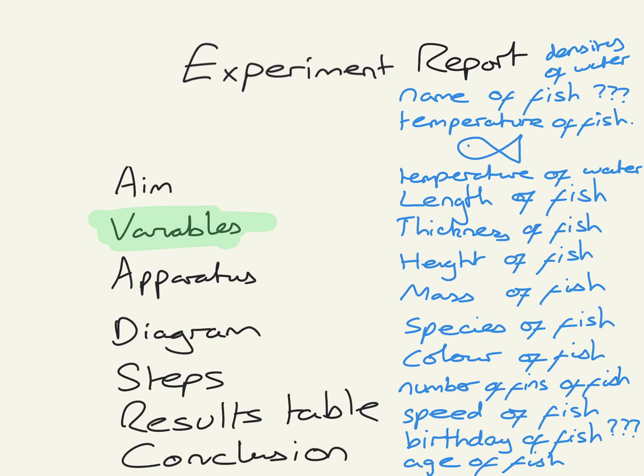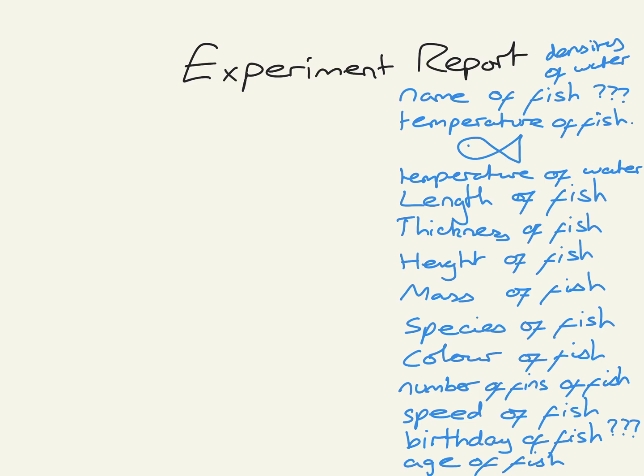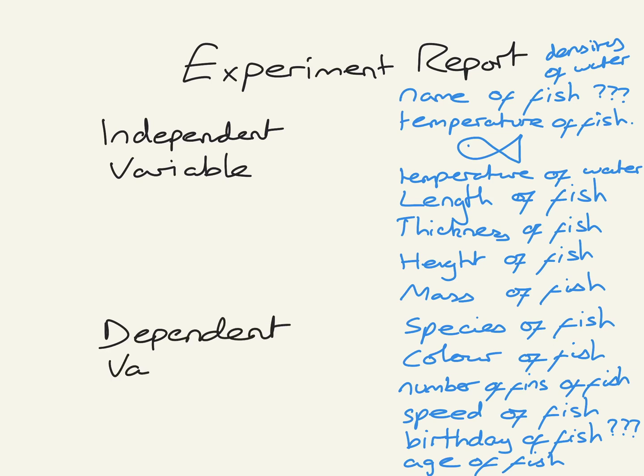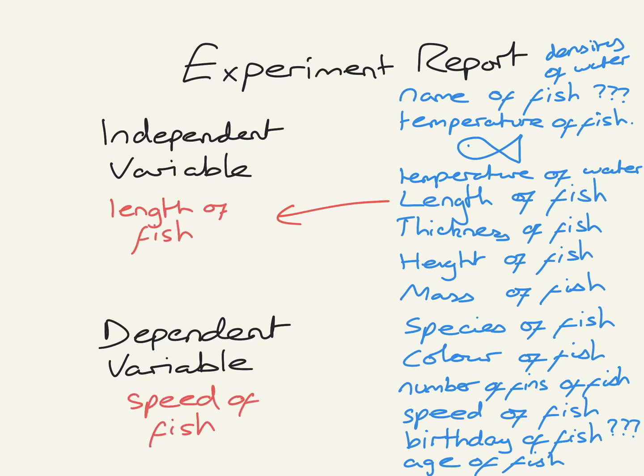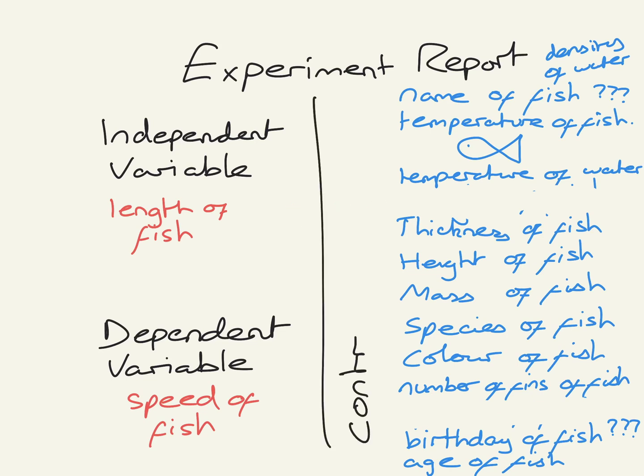Anyway, so what's this experiment going to be about? So what we do, now we've got all those variables, we pick two variables from our list and we're going to move them over here. I'm going to move the length of the fish to the independent variable and the speed of the fish to the dependent variable. And now everything else becomes a controlled variable. It's a bit too many though, so I'm going to highlight 2 or 3.